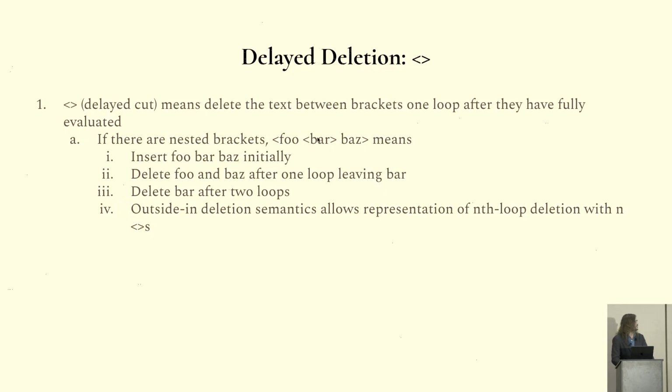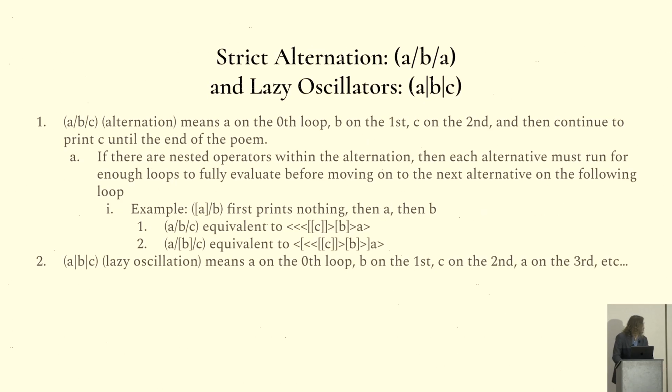Another item to note is if you are intermixing the delayed insertions and the delayed cuts, or you do alternations inside of here, the inside has to fully render before it can be cut. So, strict alternation and lazy operators basically provide us the same thing, except that with a strict alternation, the 0th loop would be A, the first would be B, the second would be C, and it would just keep doing A over and over again at that point. Here with the lazy oscillator, it's going to go A, B, C, A, B, C, A, B, C for whatever the bracket depth is. And you can see that those can be transformed to equivalent mixtures of delayed cuts and delayed insertions, but that's not important for our purposes.